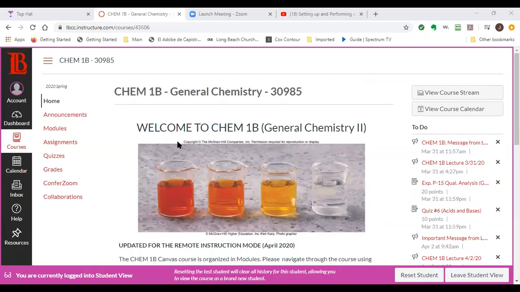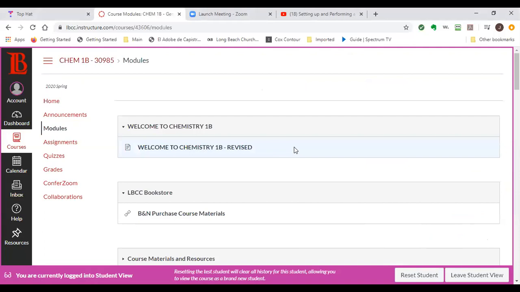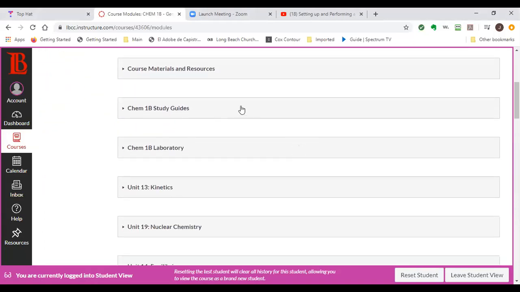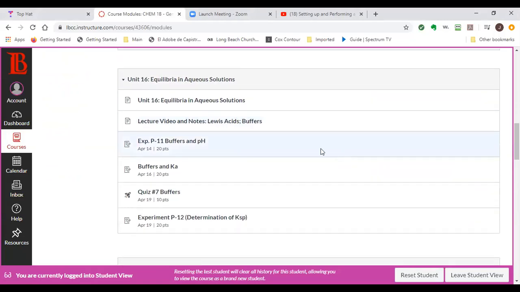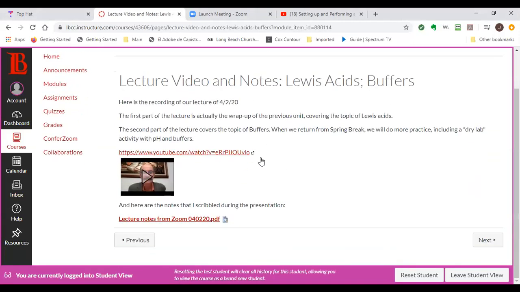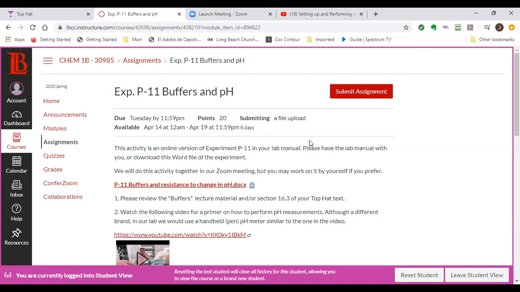Let's go back to our Canvas page again and show you what I meant about the organization. So basically what we're doing is reorganizing things module by module. And of course, several things have passed already. We had several units, but let me focus on the unit we're in right now. Here it is, Unit 16, Equilibrium and Aqueous Solutions. Here is where you can download the lecture and notes from our last session that we had. You can scroll through here. And this is the activity we're going to be doing tonight.